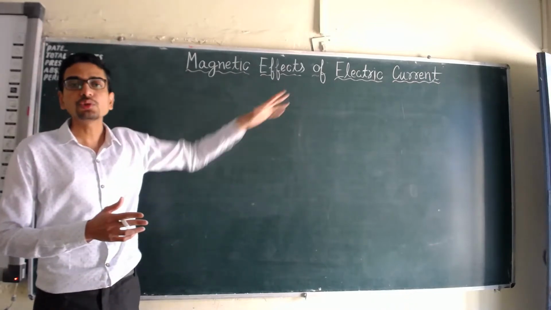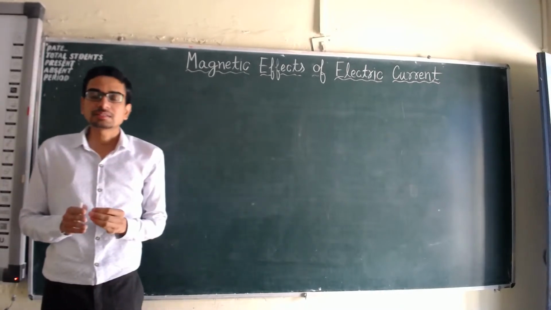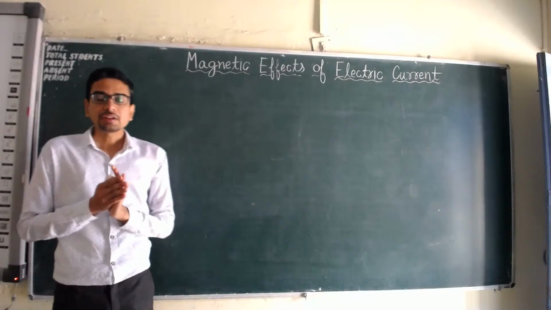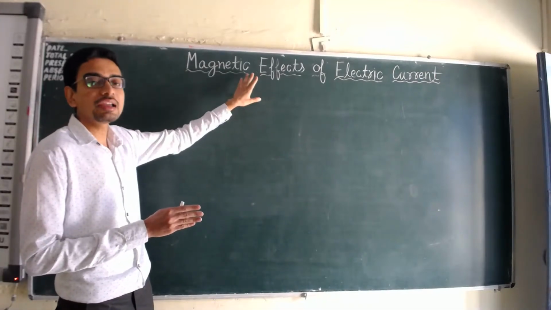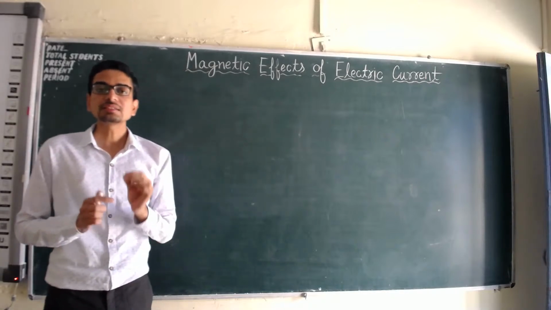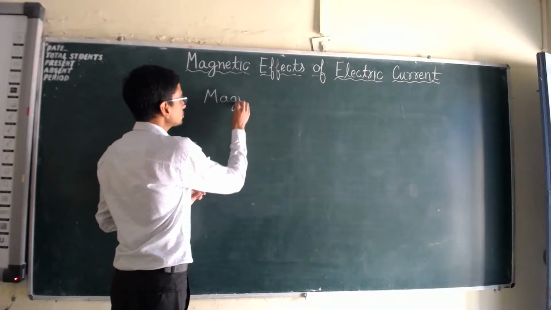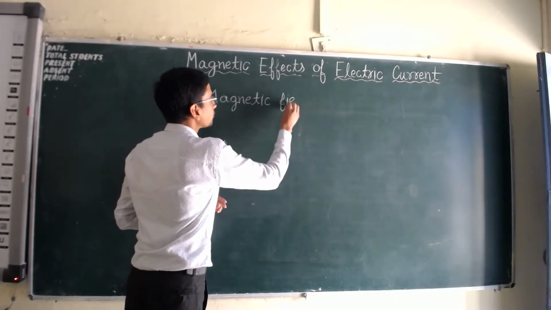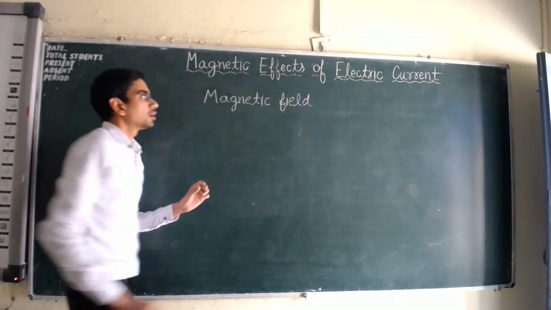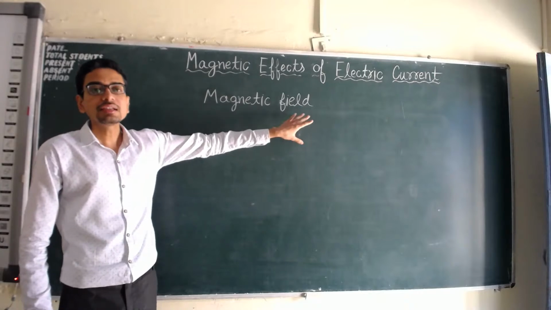What is magnet? You know about the magnet. A magnet is a piece that attracts iron or other metals. Magnetic effect or magnetic field. What is magnetic field? Magnetic field is an area.